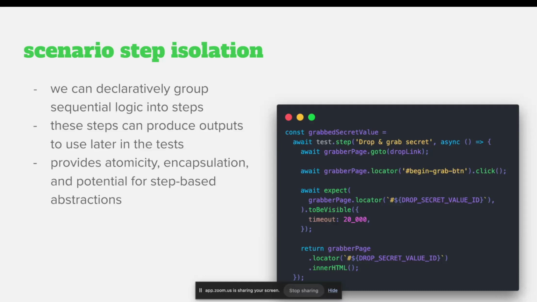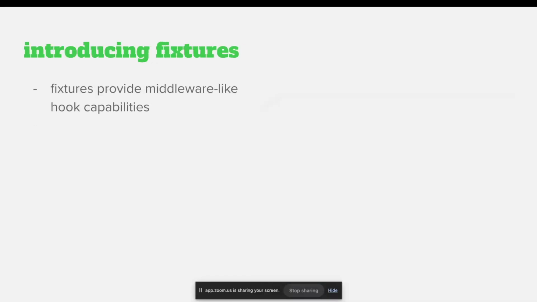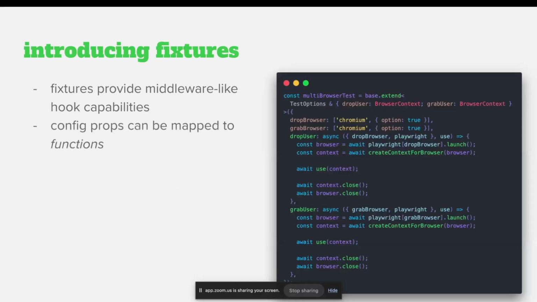Yeah, so like I said, it provides a lot of atomicity, encapsulation, and a potential for step-based abstractions. That's not to say that you should just abstract everything out into its own function or callback or whatever, but I think it's really nice that you can just have a simple function that takes parameters like a page and certain other values that allow you to simulate an entire step as you're moving through your logic, including fixtures. Fixtures is a new one for me, actually. Playwright has the ability to basically write middleware-style hook functionality that you can configure your config with functions.